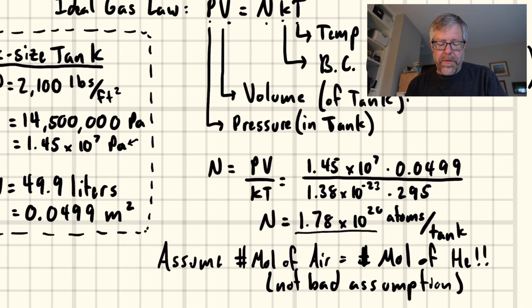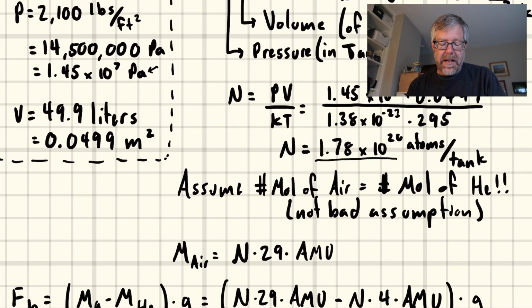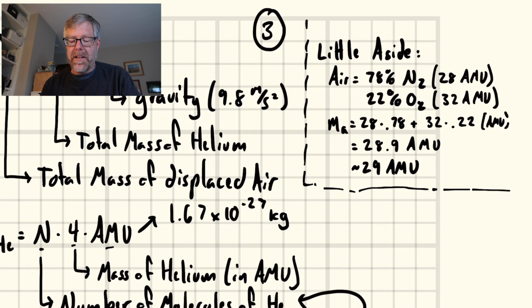All right. Now, if we assume that the number of molecules of air is equal to the number of molecules of helium, so basically we have displaced the same number of molecules of air as we have atoms of helium, then we can say that the mass of the air is equal to N times 29 times AMU. And the question is, where does this 29 come from?